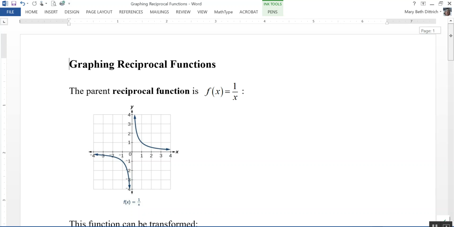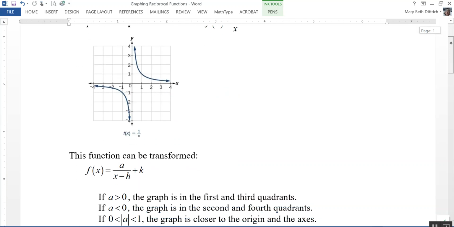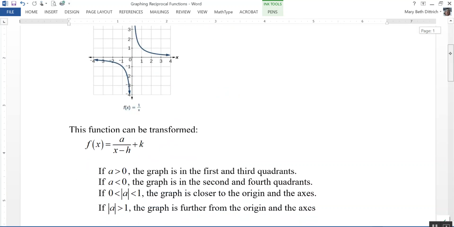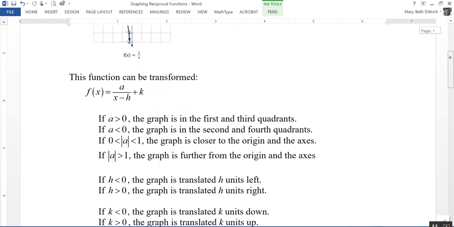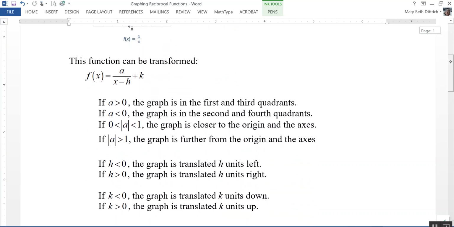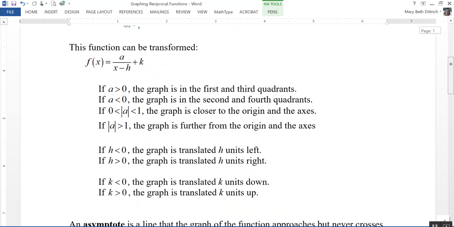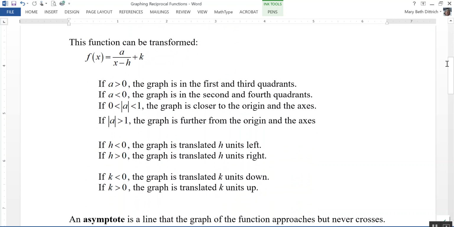As with most of the other functions we've seen, this function can also be transformed, and its transformation is written f of x equals a over x minus h plus k. And you'll see the familiar letters that we've seen in many of our other transformed graphs, the letter a, the letter h, and the letter k.